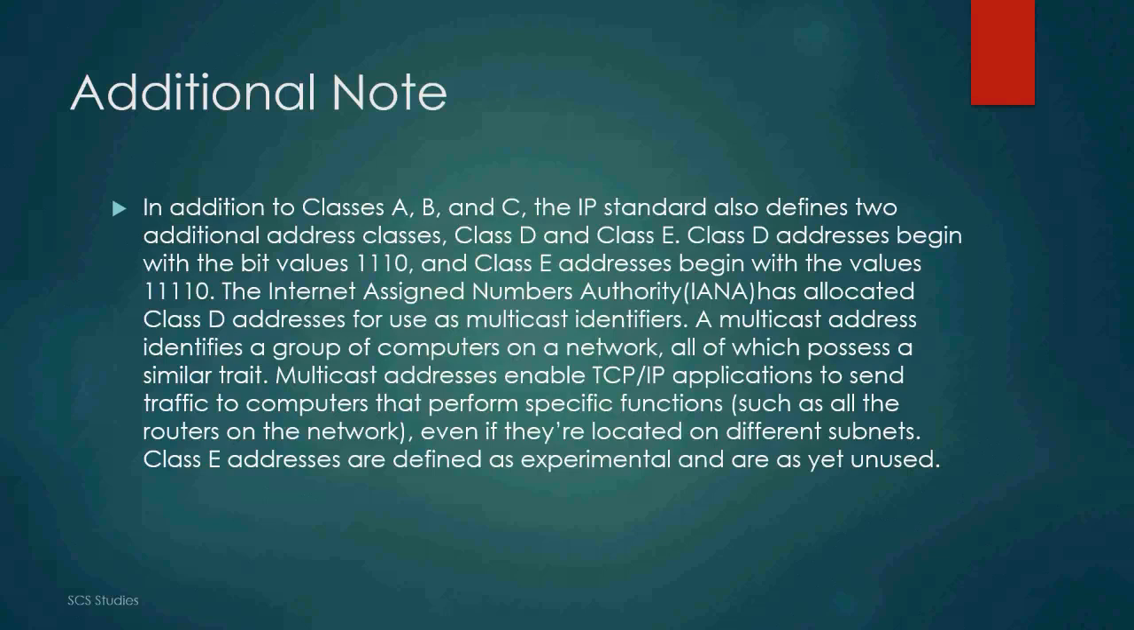A multicast address identifies a group of computers on a network, all of which share a similar trait. Multicast addresses enable TCP/IP applications to send traffic to computers that perform specific functions, such as all routers on a network, even if they are located in a different subnet. Class E addresses are reserved. So this is the actual thing in classes.